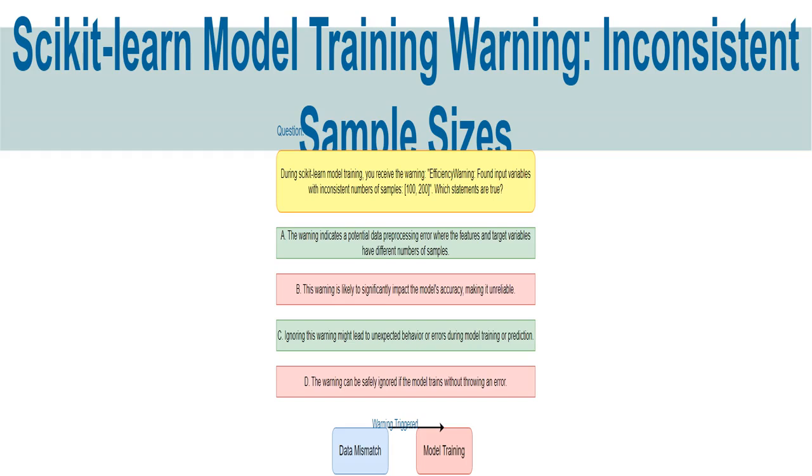This warning means you have a problem in your data. Scikit-learn, a popular Python library for machine learning, is telling you that the number of samples, data points, in different parts of your data don't match. For example, you might have 100 samples for one feature, and 200 samples for another. This is like trying to bake a cake with uneven amounts of ingredients.